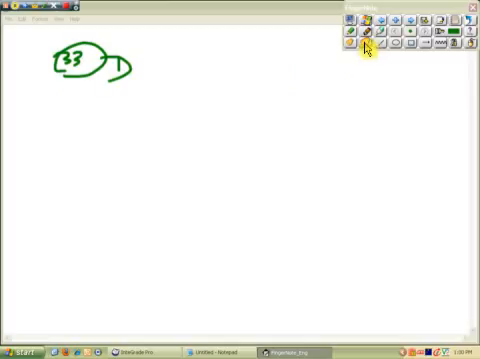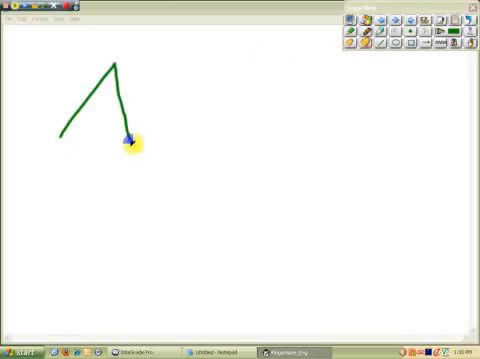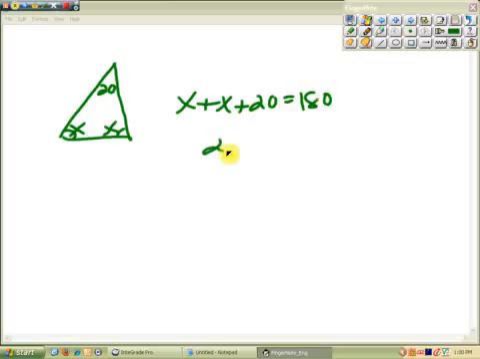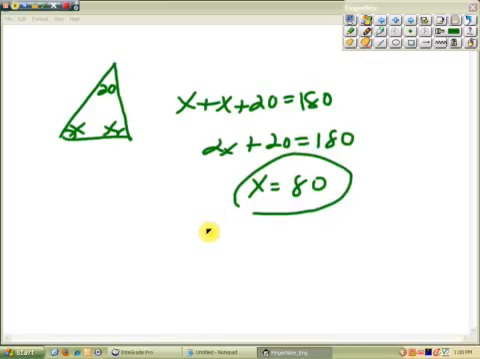Number 34, we have an isosceles triangle. This is 20. We need to find out what this is, but because it's an isosceles triangle, by definition, these are equal to each other. So it's going to be x plus 20 equals 180. This is 2x plus 20 equals 180. And when you solve this, you get x is 80. So the answer is D for number 34.